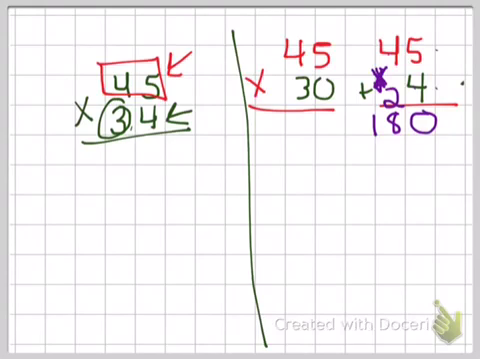Okay, so now I'll go ahead and just do the next one. Now, I know that a shortcut I can take when I am multiplying by a number that ends in 0 is I can just bring the 0 down right there.